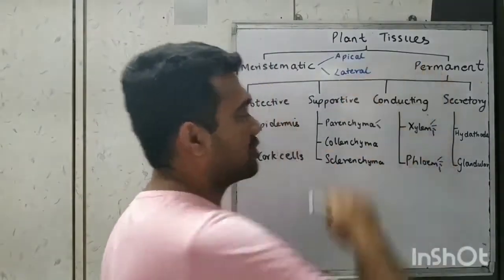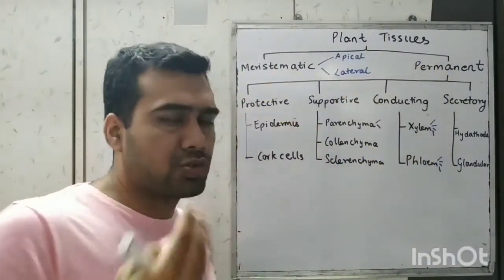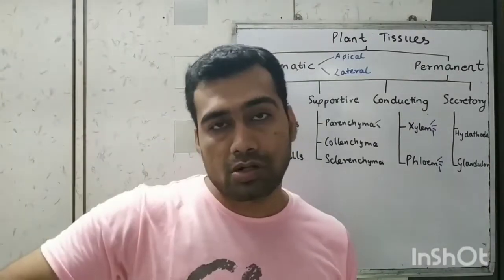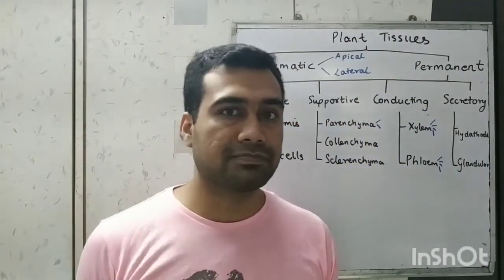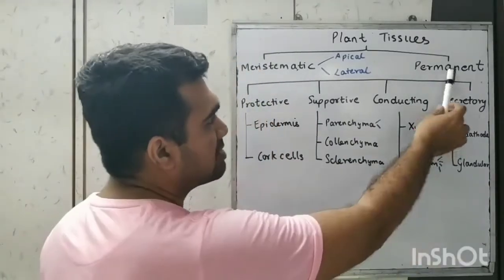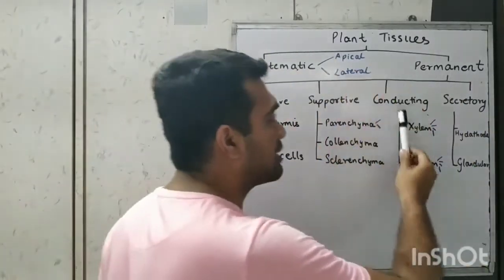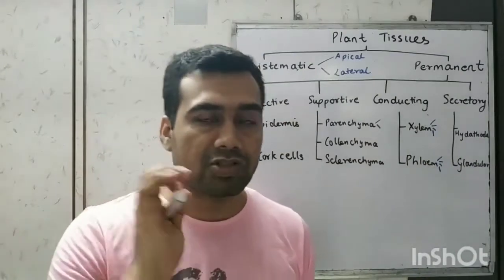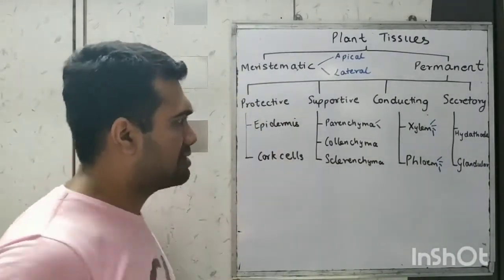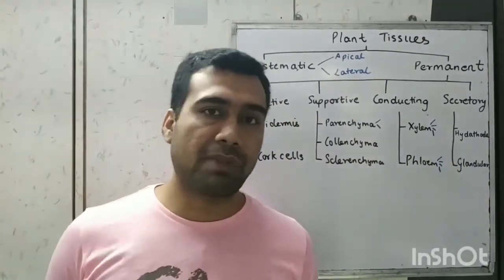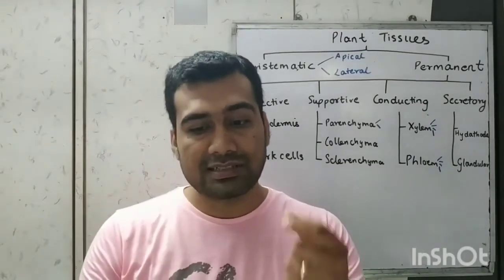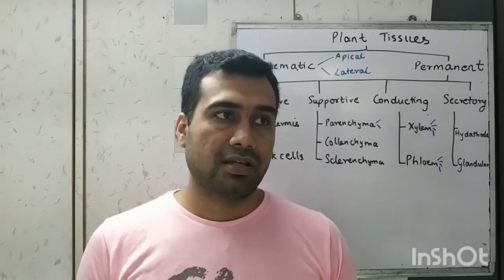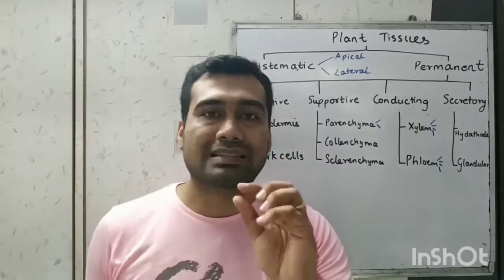Next, permanent tissues. Meristematic tissues often mature to form the permanent tissues and then they lose the ability to divide. They are categorized into four types: protective, supportive, conducting and secretory based on their functions. Protective tissue, as the name suggests, helps in protection of parts of the plant. Their location is surface of roots, stems and leaves. Protective tissues are dead, so their cell walls are thick.